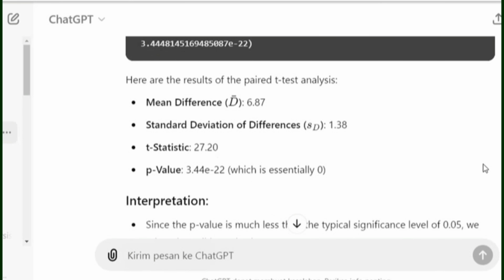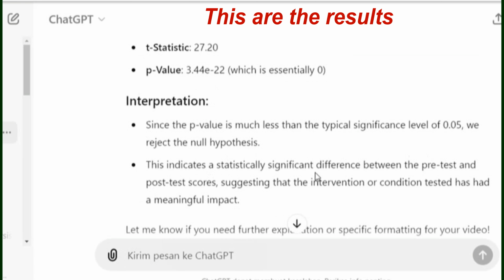And here are the results of the paired t-test analysis. Mean difference, 6.87, standard deviation of differences, 1.38, t-statistic, 27.20, p-value 3.44e-22, which is essentially 0.